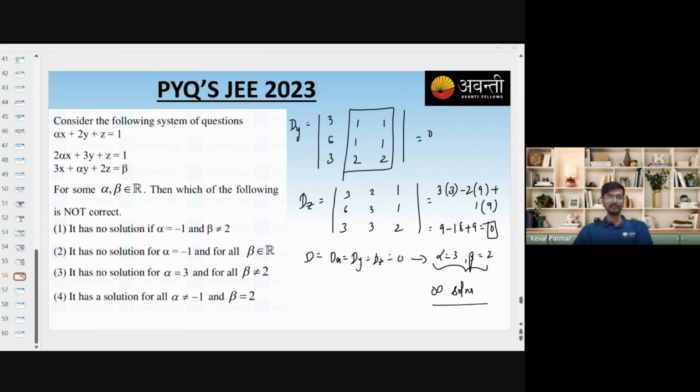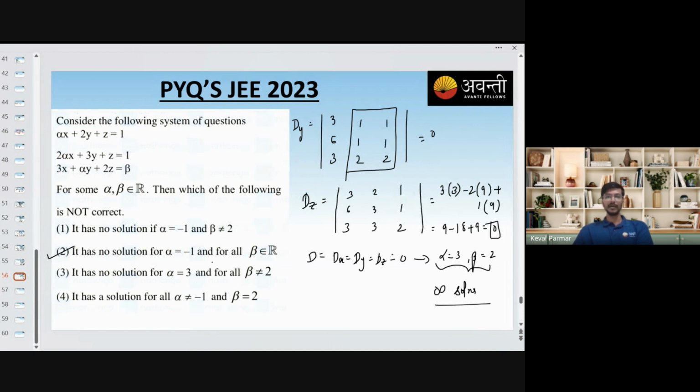What does that mean, guys? Which option is suiting? It is option number 2. 2 is the correct option. Because when beta belongs to R and alpha equals -1, 3 comma -1, we are getting an infinite number of solutions. When alpha is -1 and beta is 2, which belongs to R, we are getting infinite solutions. But here it is given for all beta belongs to R there's no solution, so this option is not correct. Let's move on to the next.